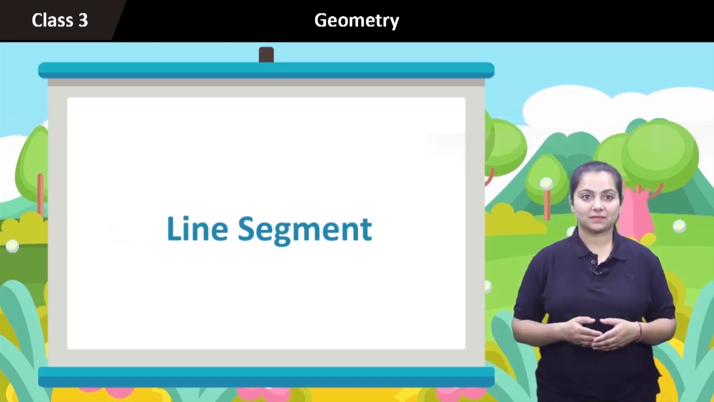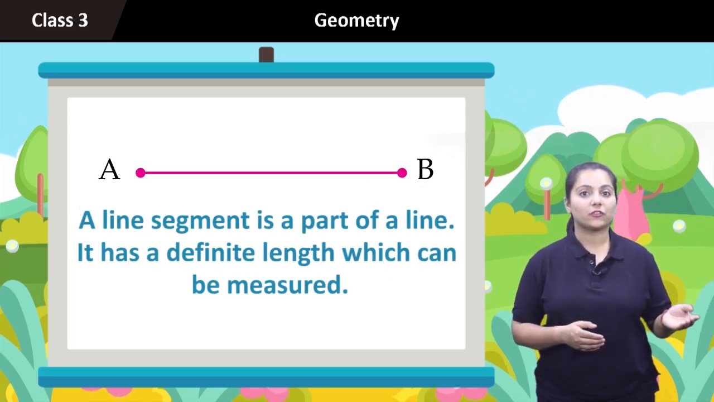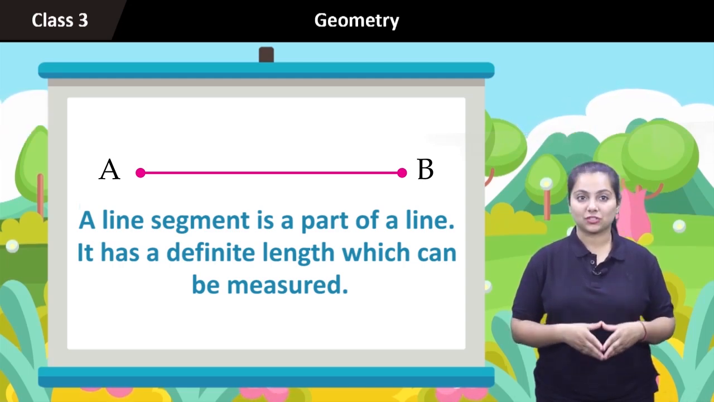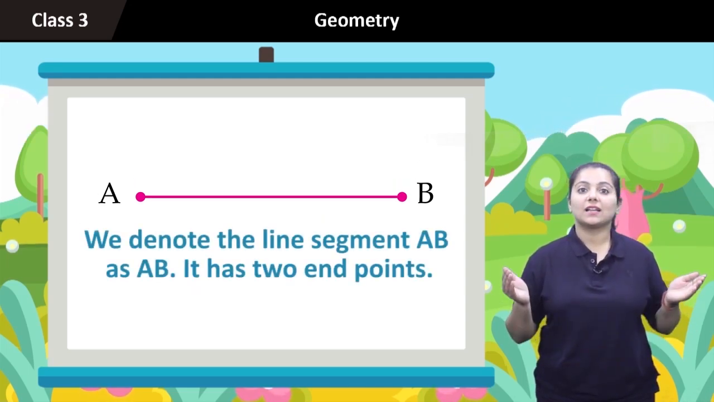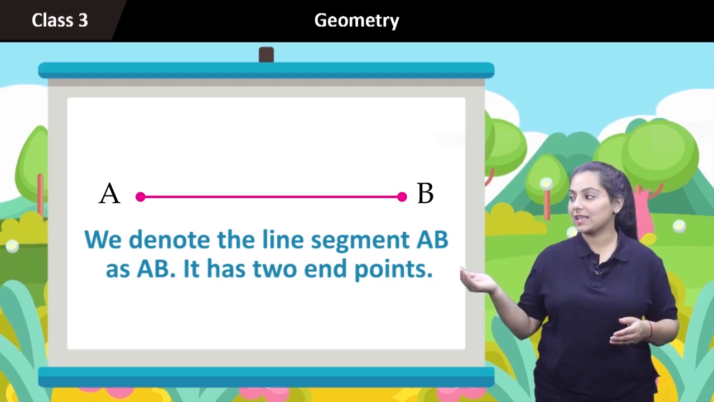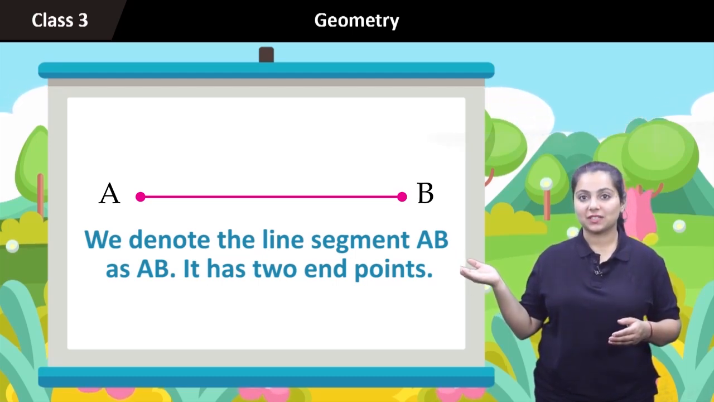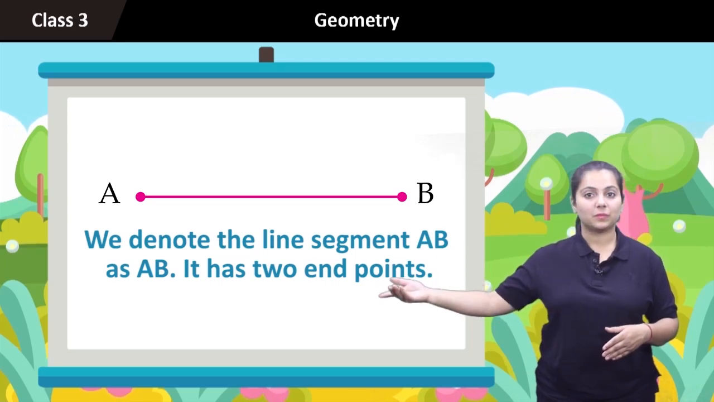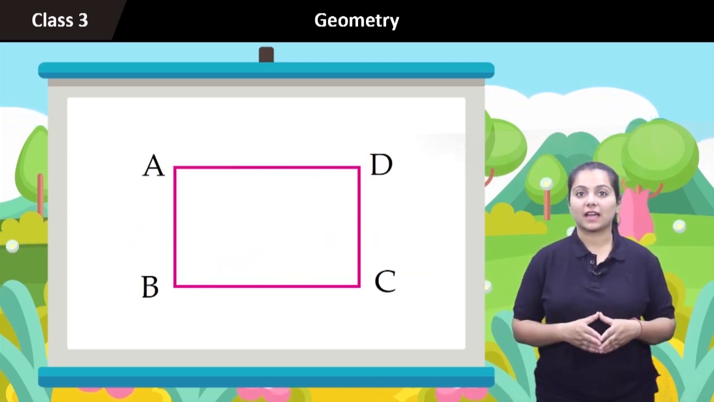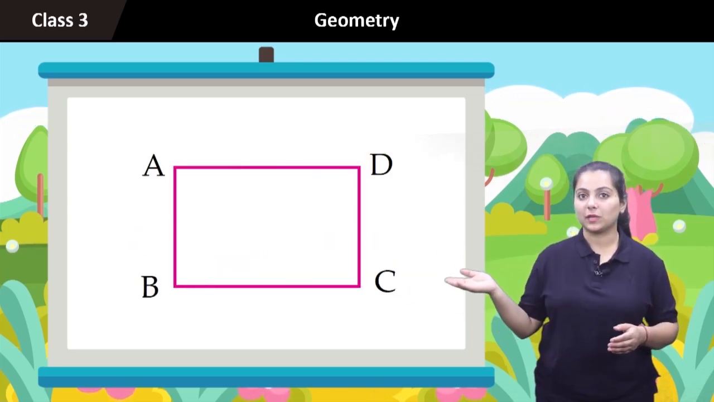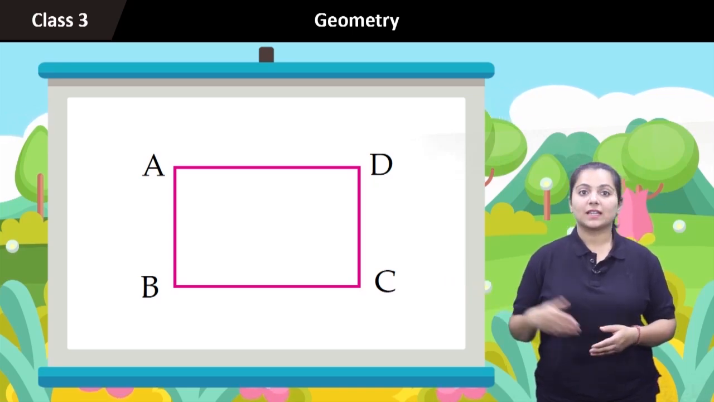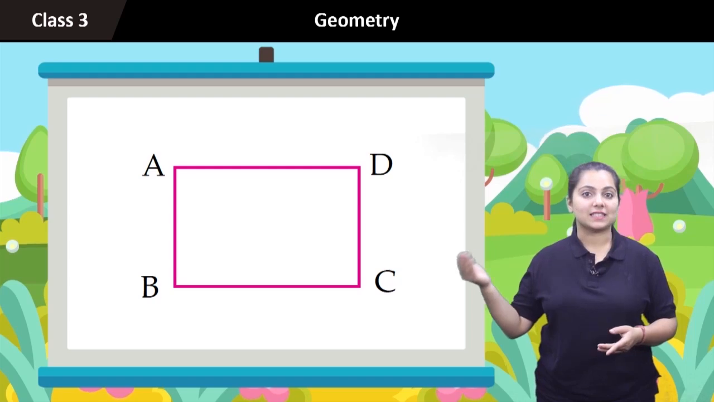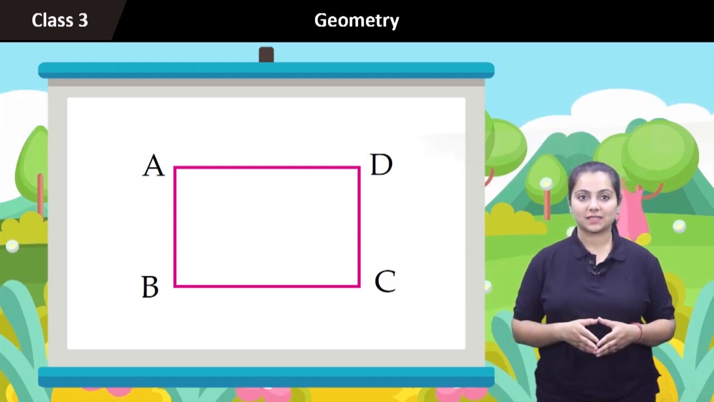Line segment. A line segment is a part of a line. It has a definite length which can be measured. We denote the line segment AB as AB dash. It has two end points A, B. Look at the rectangle ABCD given below. Here AB, BC, CD and DA are the line segments.